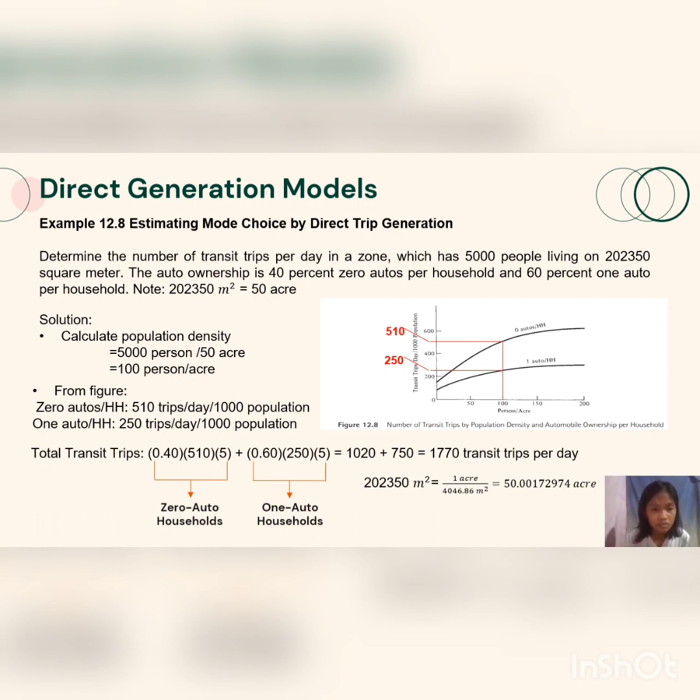The 5 comes from the 5,000 people. This 0.40 is the 40% zero autos per household from the given problem, and 60% one auto per household. So the answer is 1,770 transit trips per day.